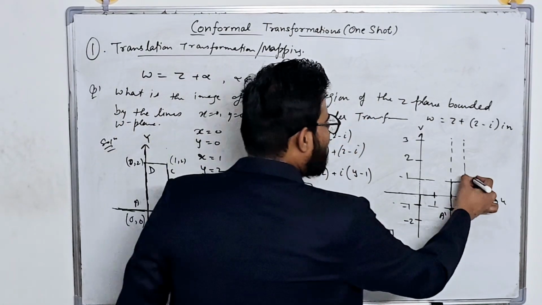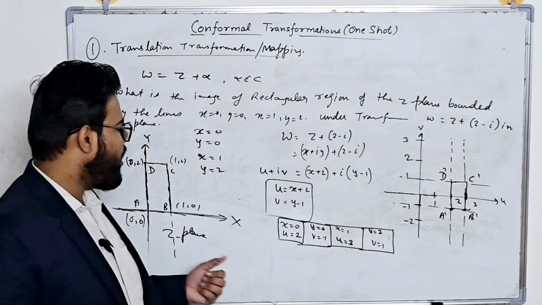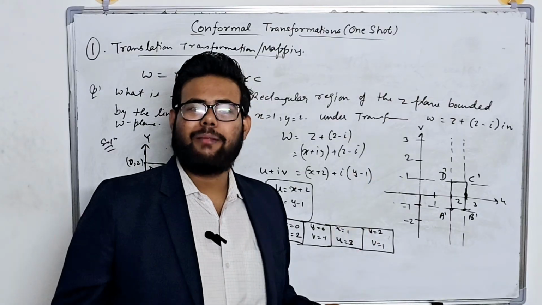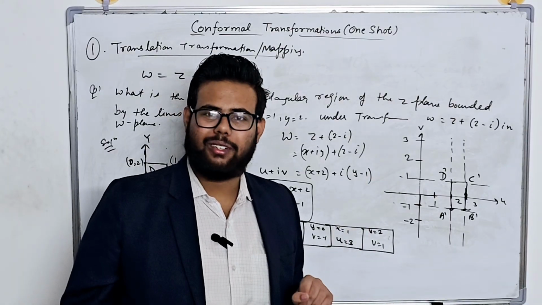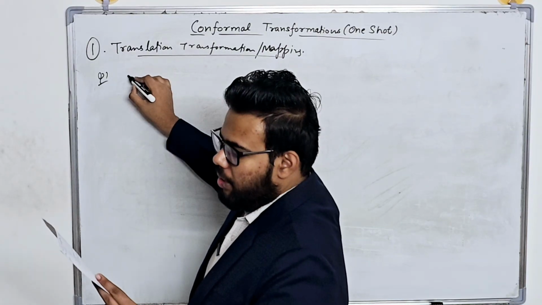Okay, and again this will be C dash and D dash, right? So it means that it is in anti-clockwise direction and this also in anti-clockwise direction, right? So angle is also same and the direction is also same, right? Understood? Okay. Now let's understand this question.